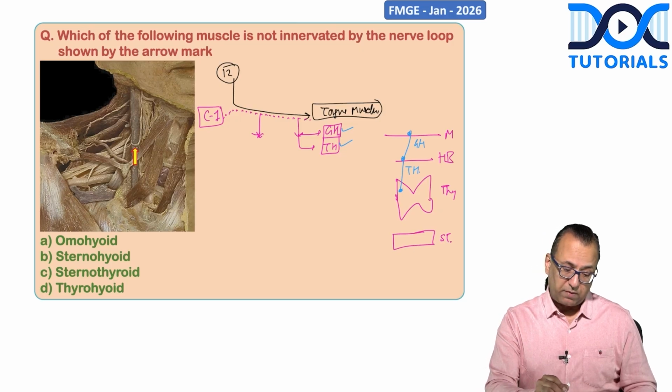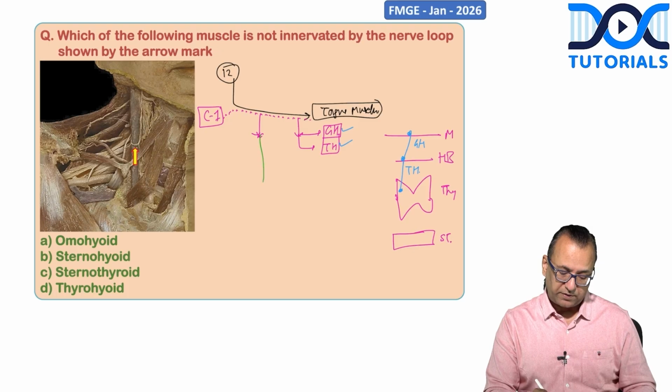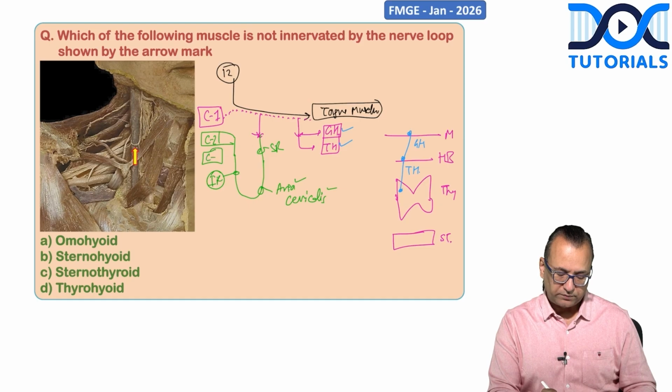Now, what about this fiber which we have shown down there? This is the fiber which will be contributing to ansa cervicalis. Ansa cervicalis is a loop of nerve in the neck region, supplying some muscles. It has a superior root and an inferior root. The inferior root actually comes from the C2 and C3 root values. So C1 contributes to the superior root of ansa cervicalis.